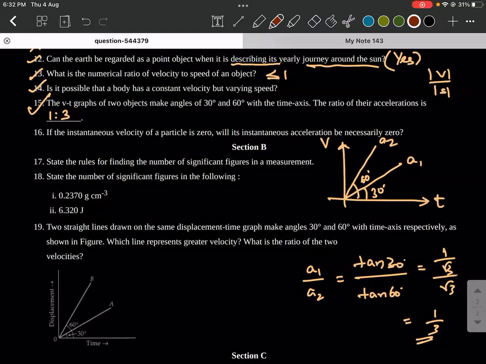Because when the ball is thrown upward, its instantaneous velocity is 0. But its acceleration is non-zero. Is that clear?